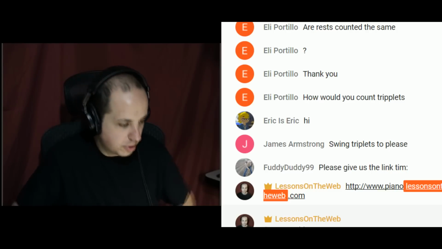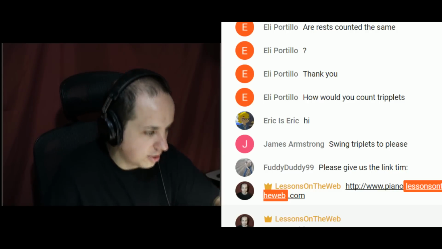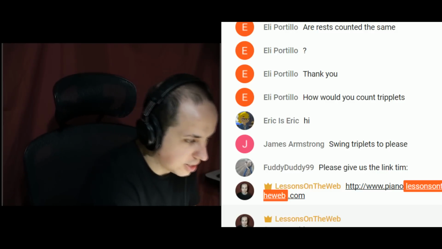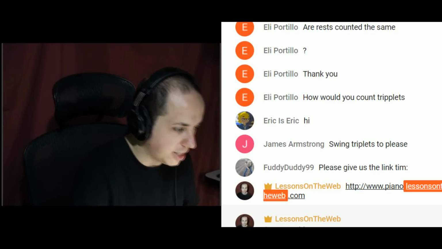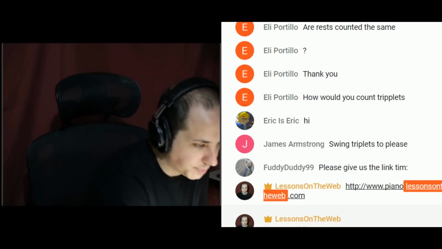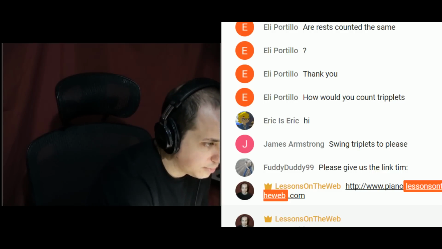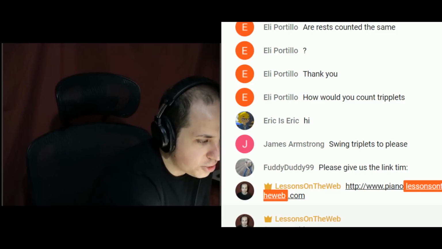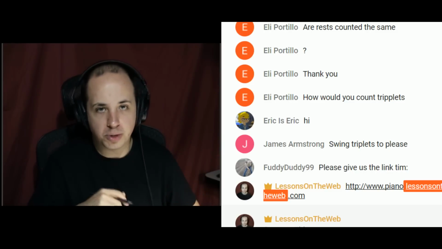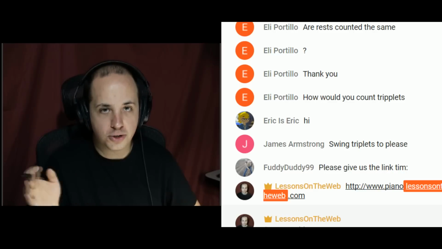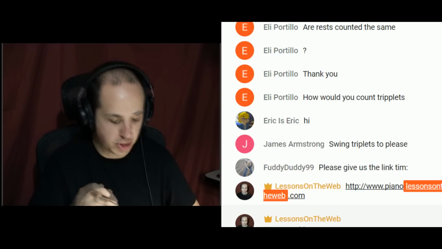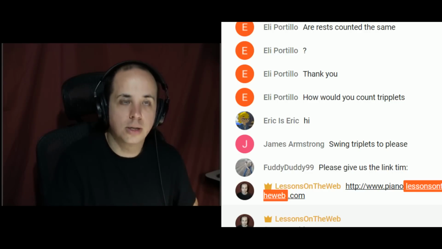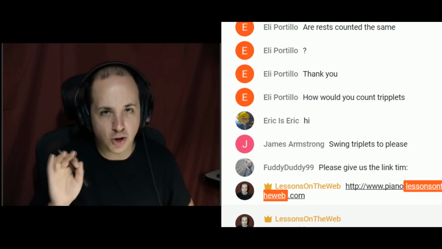How would I count triplets? Okay, let me go back to counting these regular other triplets in the context of subdividing. The challenge is that when you're counting triplets, I find that it's really hard to subdivide as one and play a triplet. One, and. It's just really hard and awkward to count.